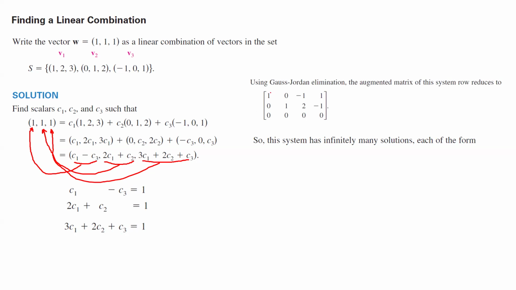So using Gauss-Jordan elimination, we reduce the matrix to this form. But take a look. This system has infinitely many solutions. Why is that? Because from the first row I have C1 minus C3 equals 1. From the second row, I have C2 plus 2C3 equals -1.